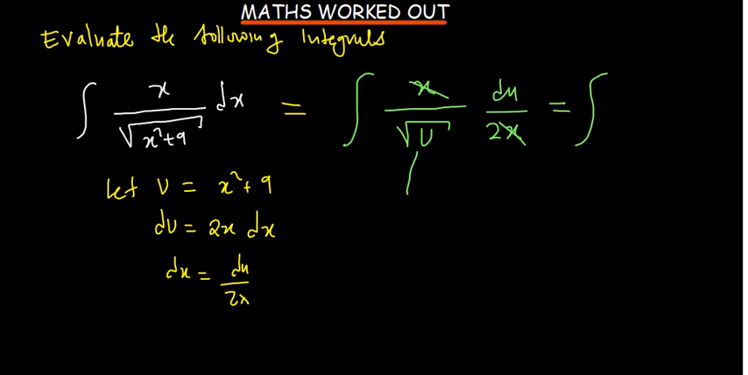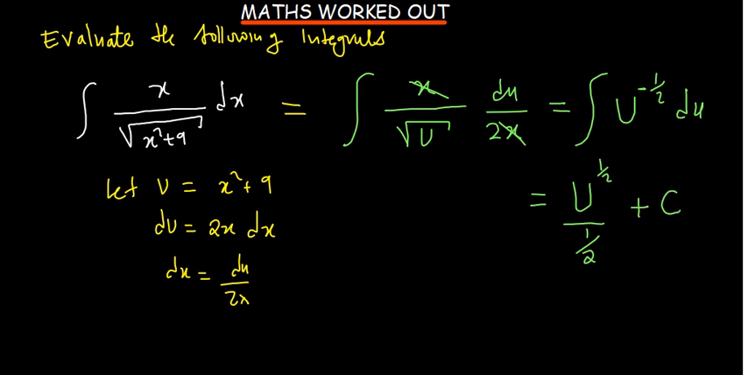Now we know that square root of u is the same as u to the power half. I want to take that one on top, so it becomes u to the power negative half, and then we are going to have du. So from here, just like we did on the previous one, to integrate this, add the 1 to the power. That becomes u to the power positive half, the same half divide by it. And then just add the constant of integration. So what is 1 over half?